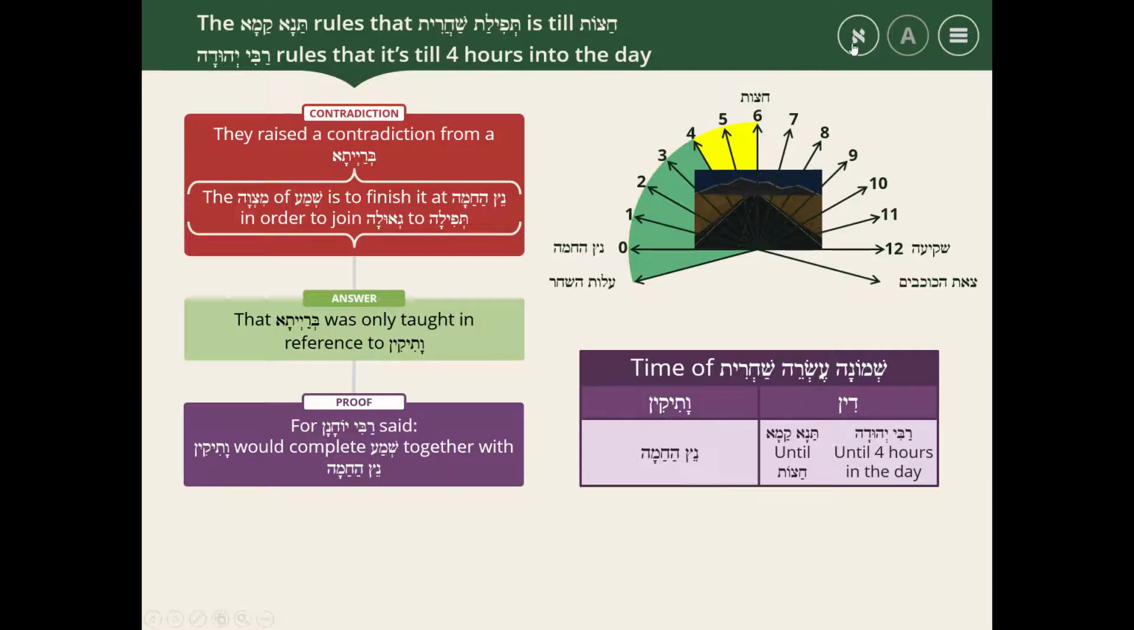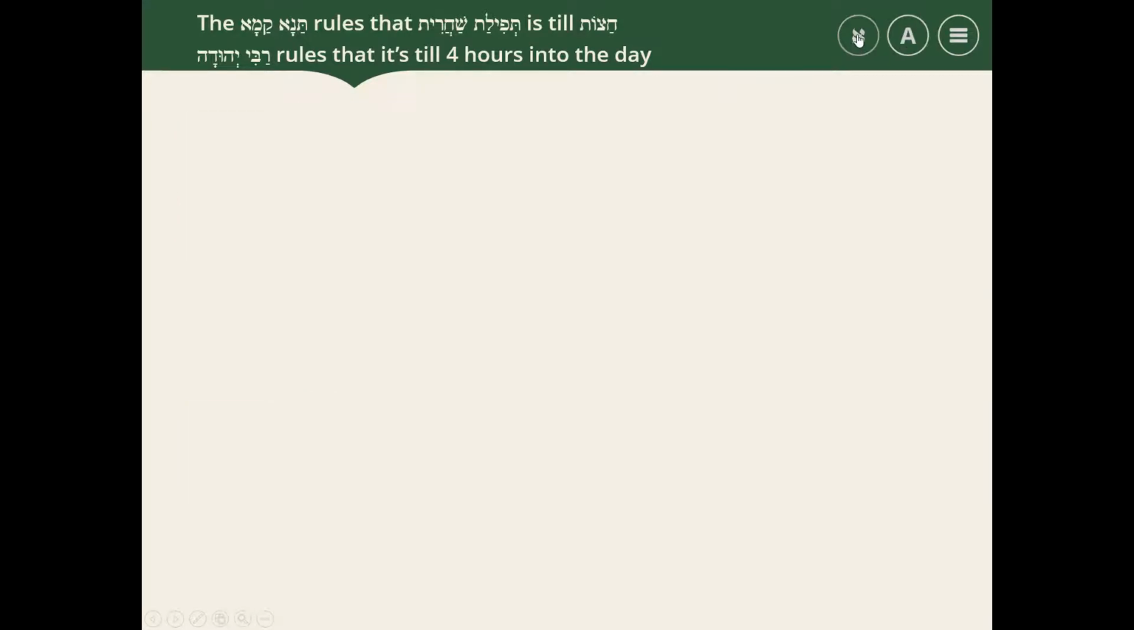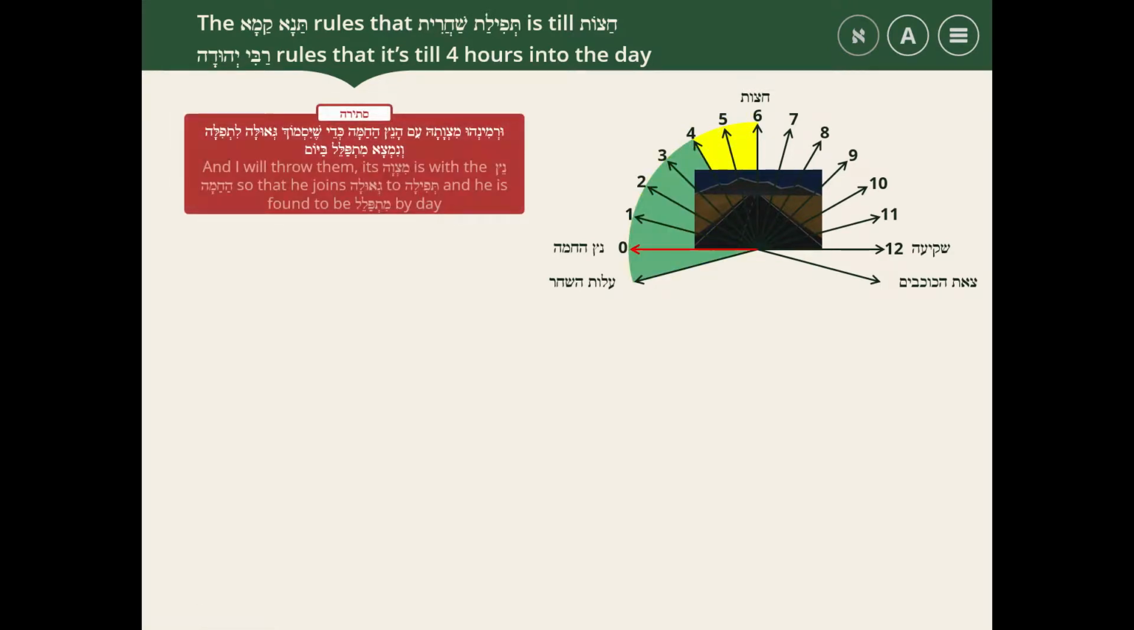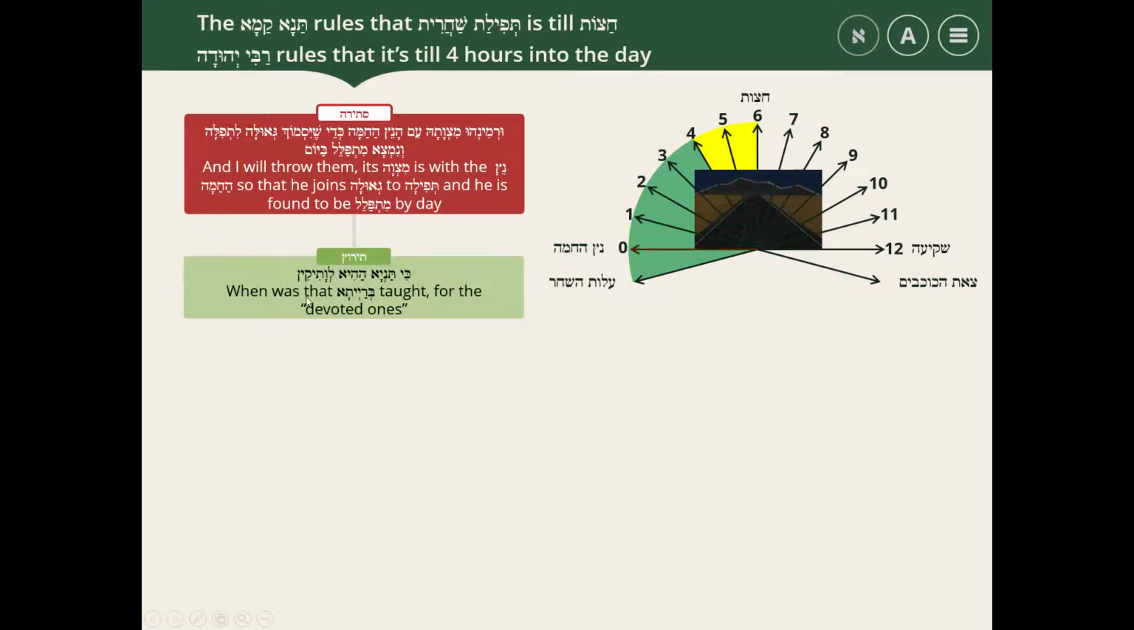When you click on Aleph, all 3 of those things change. Number 1, the titles are no longer in English, but rather instead of contradiction, answer, and proof, it says stira, tiritz, raya. Number 2, the words are not in English, but rather it's every word in the Gemara, and instead of explaining it, it's an exact translation. So if we look over here, the Gemara has a tiritz, ki tanya hi levasikin. When was that Brisa taught? For the vasikin, for the devoted ones.